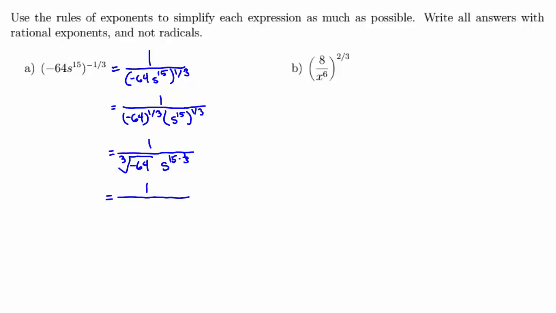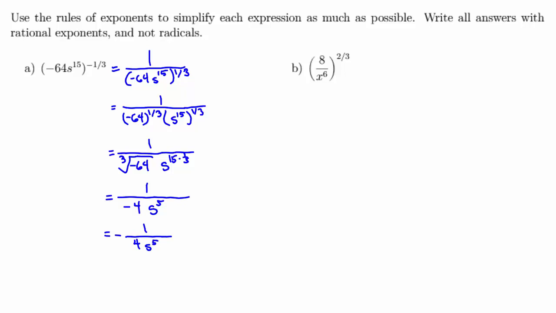So I have 1 over, and then in this denominator, that cube root of negative 64 becomes negative 4. And that s to the 15 times 1/3 simply becomes s to the 5th power. So now I have 1 over negative 4 times s to the 5th. In general, we do not write negatives in denominators, so that negative can come out either out front of the whole expression or into the numerator. So I'll put it out front, and I'll have the negative of 1 over 4 times s to the 5th.